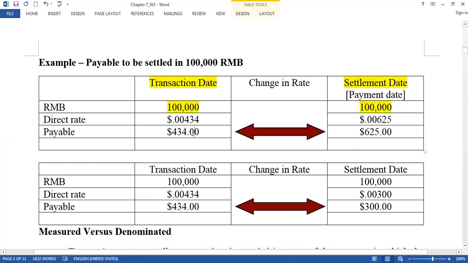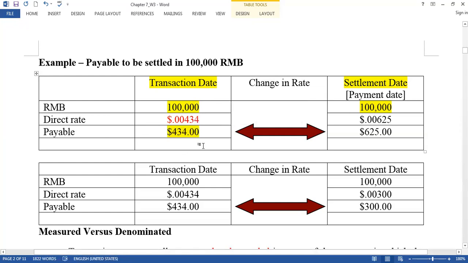Now look at the rate. The rate is different. The transaction date rate is $0.00434. That means to buy 1 RMB, you have to pay $0.00434. Now what is the liability? If you convert 100,000 RMB to dollars according to the transaction date, it is $434. You are liable to pay this money, right?